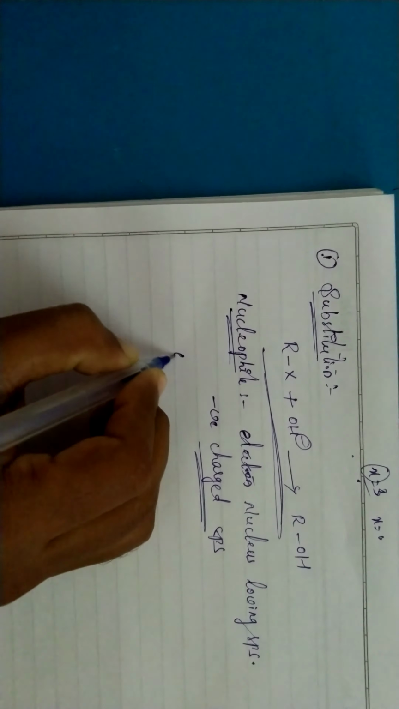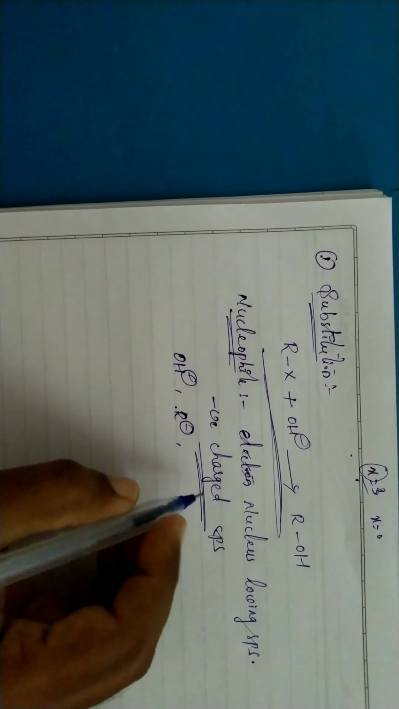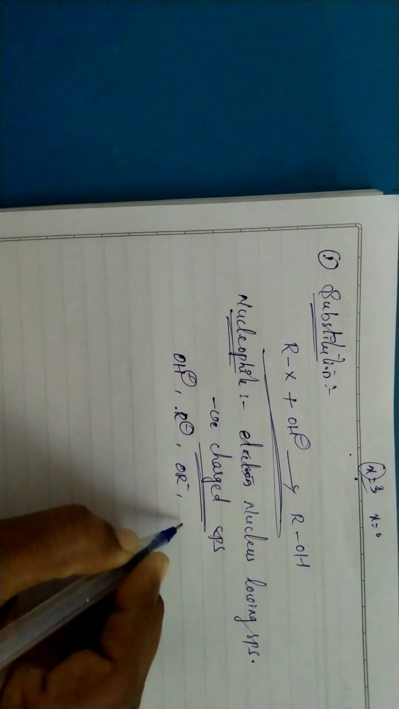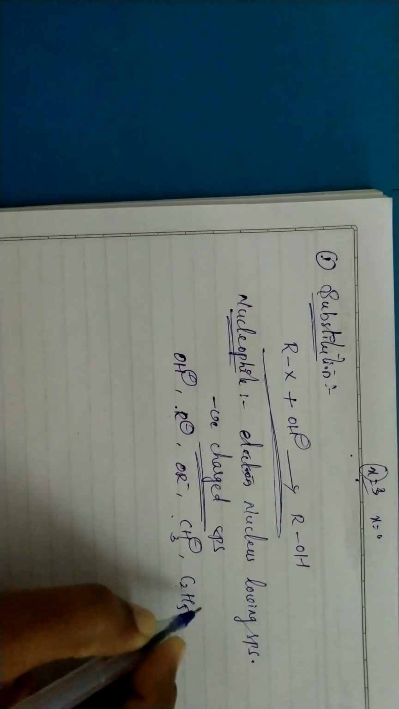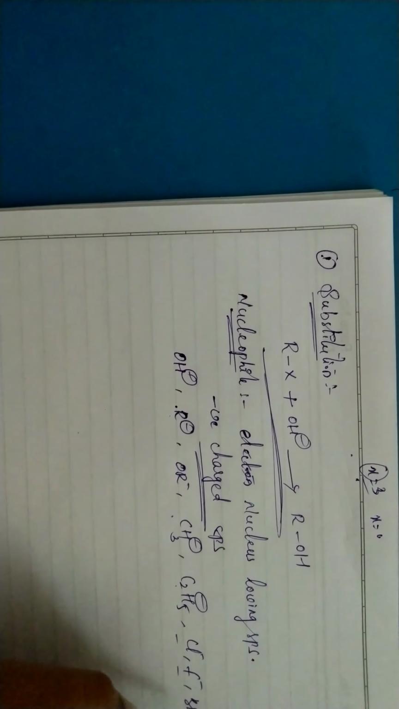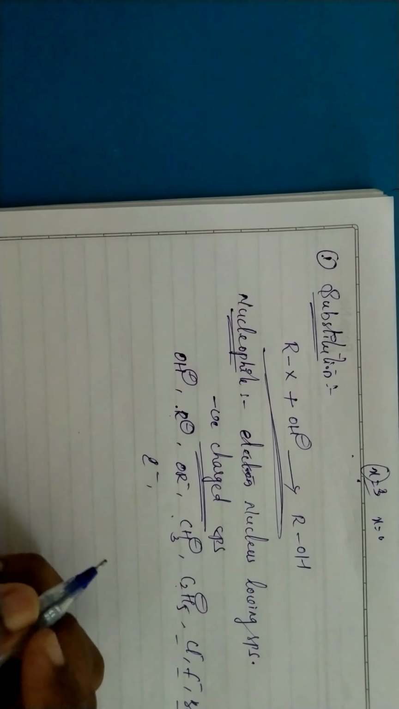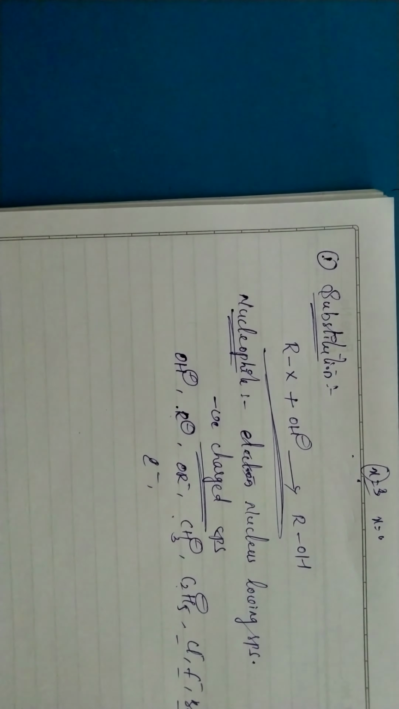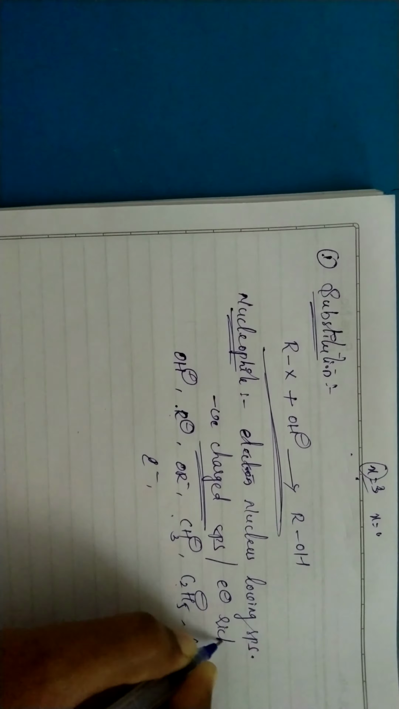Negatively charged species is called a nucleophile. Negative charge means it may be OH minus, hydroxide, or R minus, or OR minus. R minus means we can take methyl or ethyl, or chloride, fluoride, bromide, iodide. These are all negatively charged species, called nucleophiles. Whenever you get a negatively charged species, that is called a nucleophile. Nucleophiles can also be defined as electron rich species.